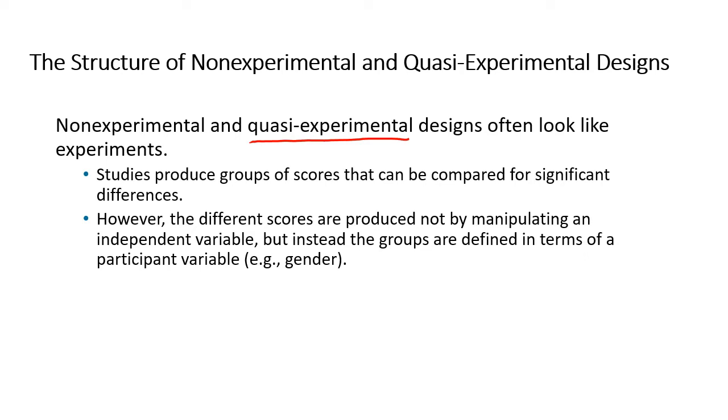So if I'm looking at what drug treats pain better, drug A or drug B, and I assign half the people to group A and half the people to group B, well, in that case, it's a true experiment because we are manipulating the independent variable. In a quasi-experimental design, we are not manipulating the independent variable. Instead, the groups are pre-existing.